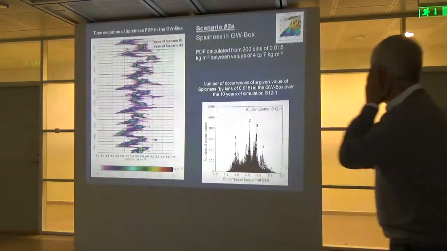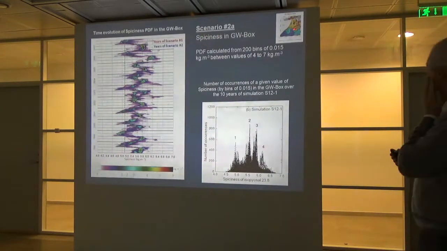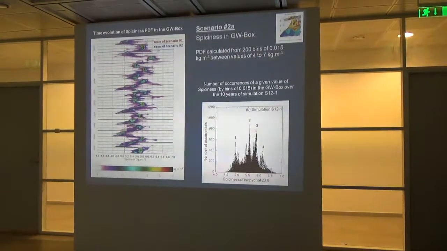So what we did is we took that box and computed a PDF of the spiciness. We looked at the distribution of the spiciness in this box over 10 years of an experiment. We calculated the PDF with about 200 bins of small values. Values range from 4 to 7. Over 10 years, if you look at the whole distribution, I get 4 peaks. It's not a Gaussian thing. It's just 4 peaks.